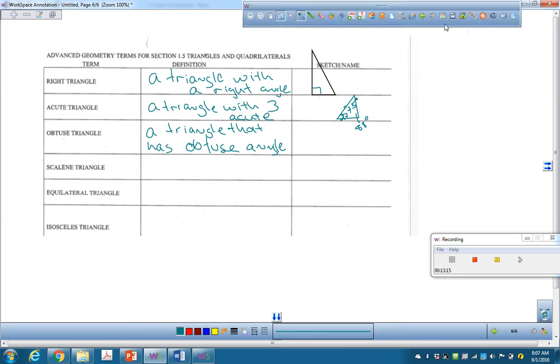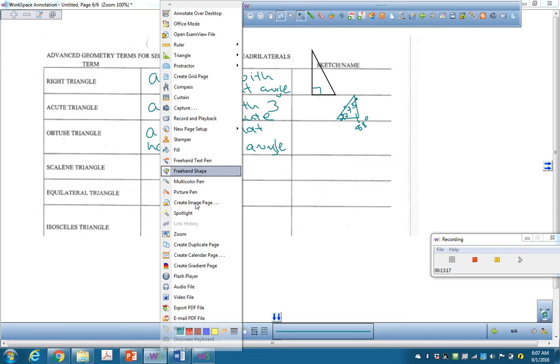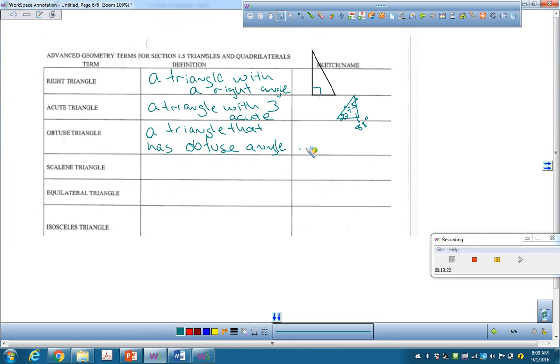So if I tried to, watch, where's my freehand shape? If I try to make a triangle that has more than one obtuse angle, it wouldn't connect, right? So it has to be something like this, right? So there's an obtuse triangle. Maybe this is 100 degrees, or you make up a number.